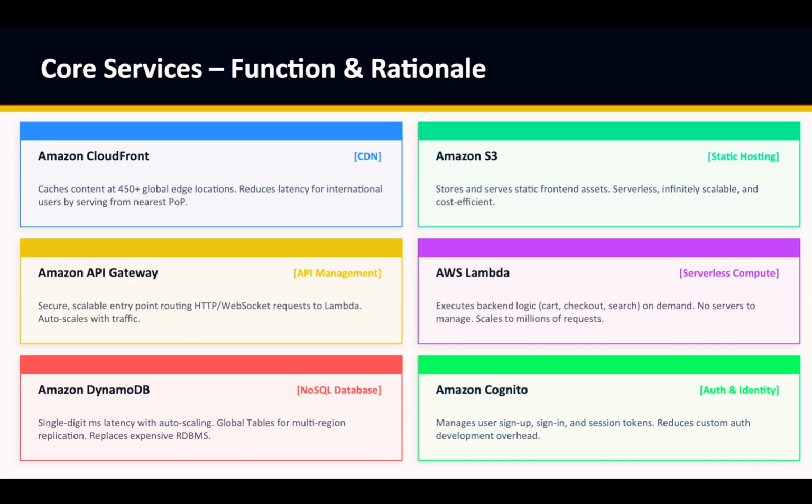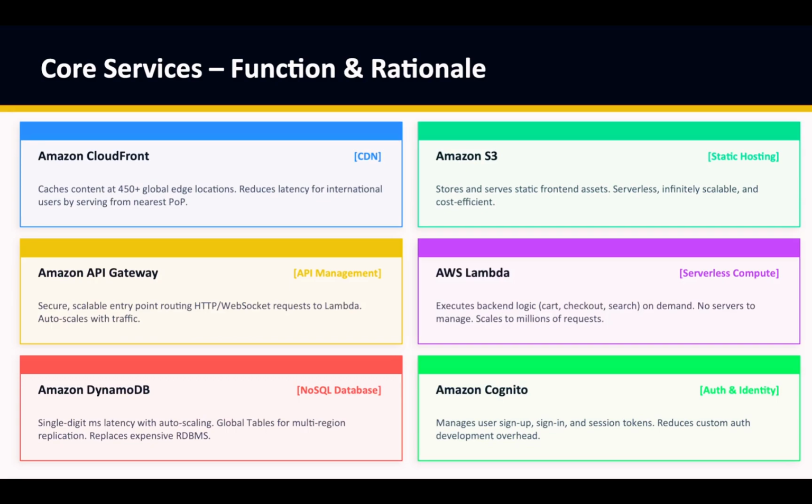Amazon API Gateway acts as the secure front door to our backend. It routes incoming HTTP requests to the right Lambda function, handles throttling, and scales automatically with traffic. AWS Lambda is the compute engine. Every backend operation, searching for products, updating the cart, processing an order, runs as a Lambda function. Functions scale from 0 to thousands of concurrent executions automatically. This is why I chose Lambda over EC2. There are no servers to manage, and we only pay when code is actually running.